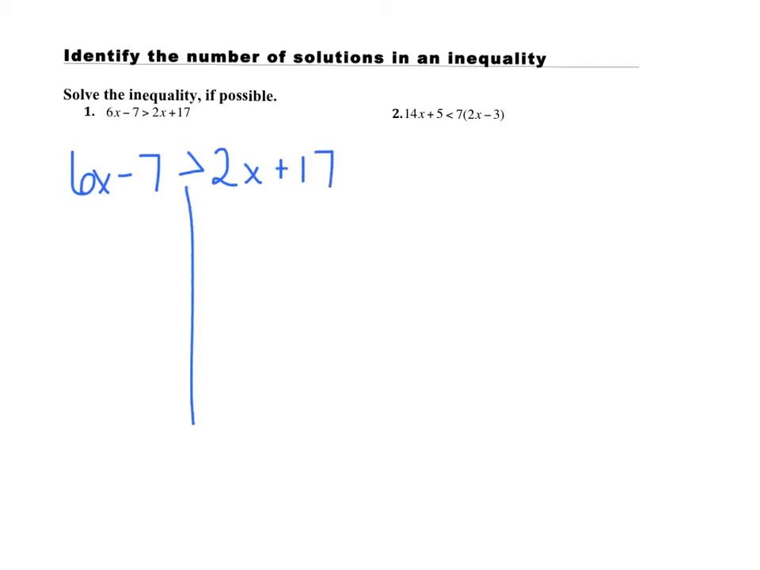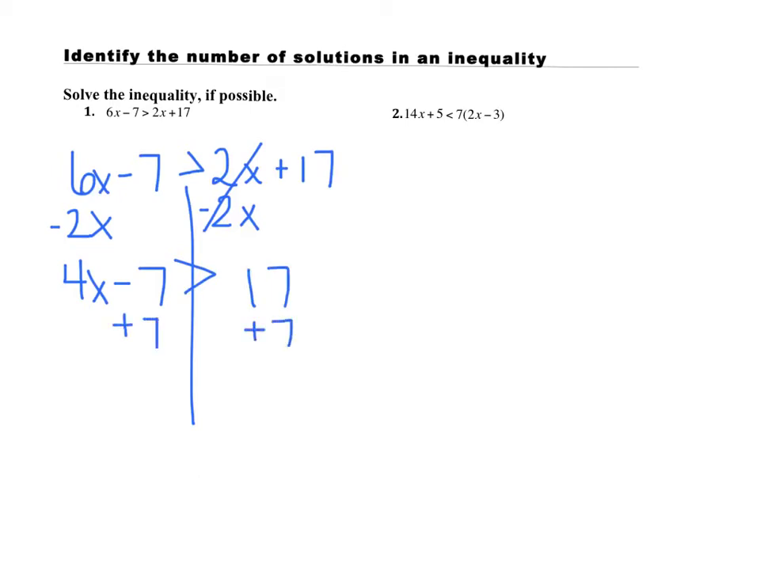We're going to solve these like we did in the previous lesson, starting out by combining our variables first, getting them all to one side. I'm going to have 4x minus 7 is greater than 17. Now I'm going to add 7 to both sides, isolating that variable. 4x is greater than 24. Divide by 4. We have x is greater than 6.